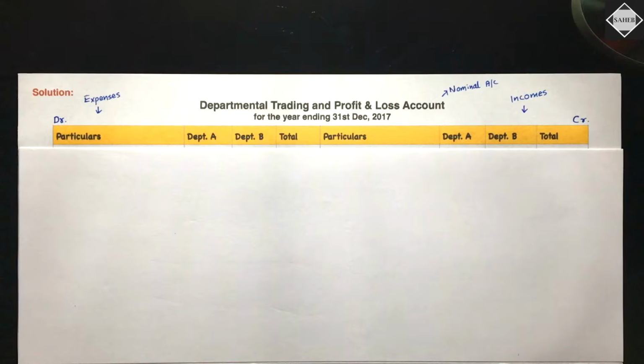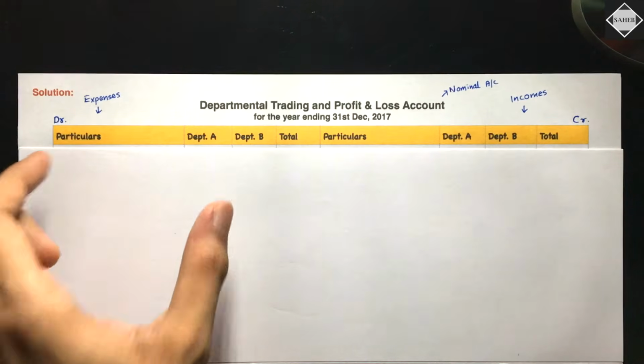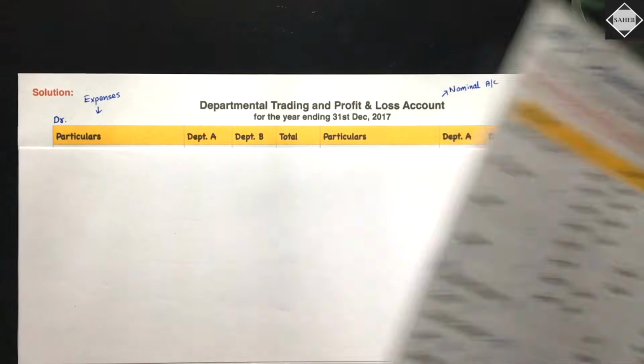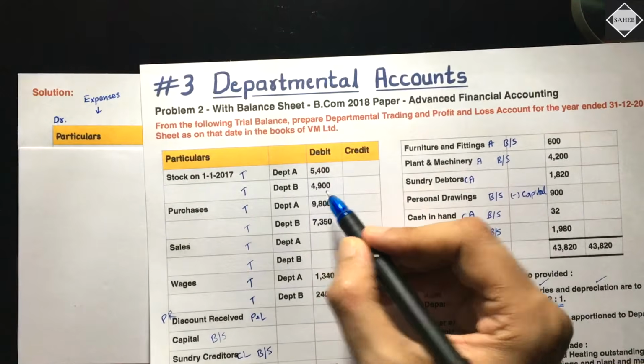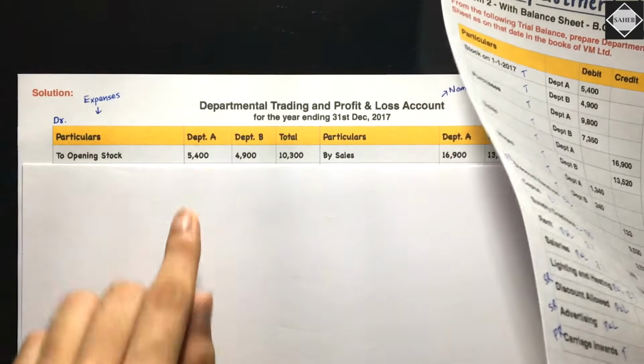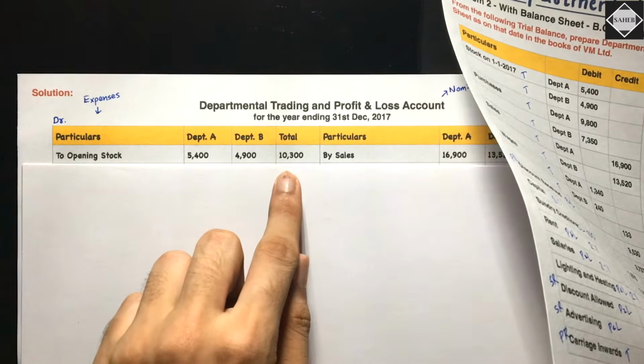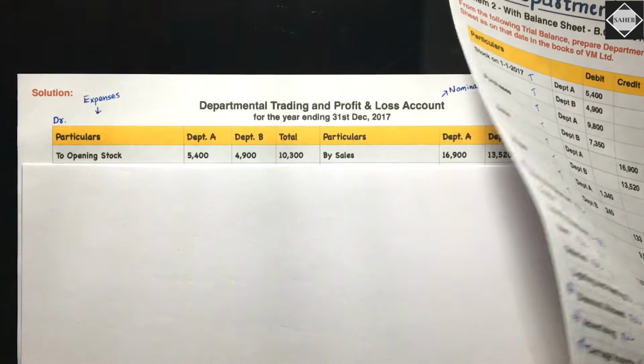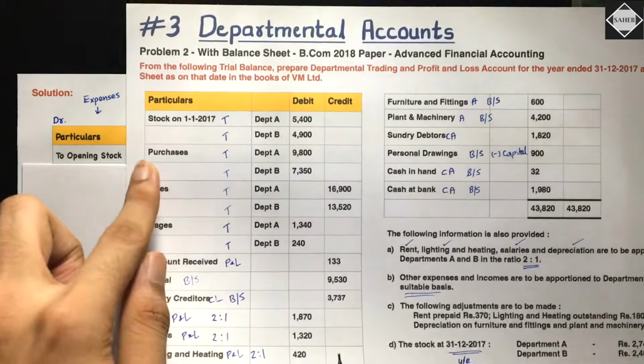Right. So what do we take first? First we take the opening stock. We have the opening stock. How much? 5,400 and 4,900. Just take that. 5,400, 4,900. The sum of that is 10,300. Simple and straightforward.